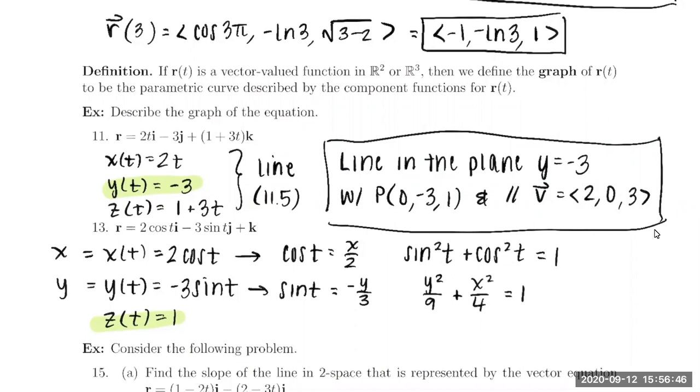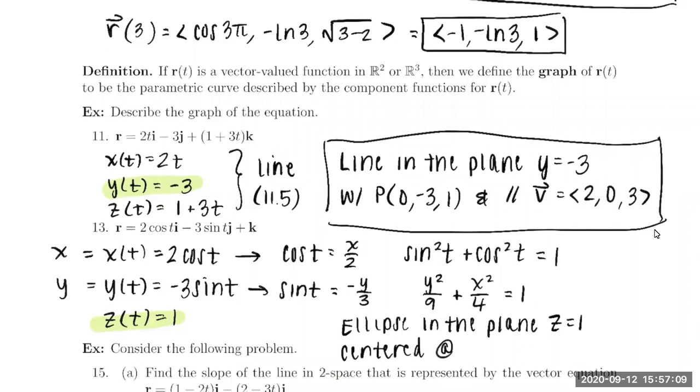So I can now identify this as an ellipse that is elongated in the y direction. So this is an ellipse in the plane z equals 1, and this is centered at (0, 0, 1). We don't have any shifts in x or y, and z is holding still at 1.